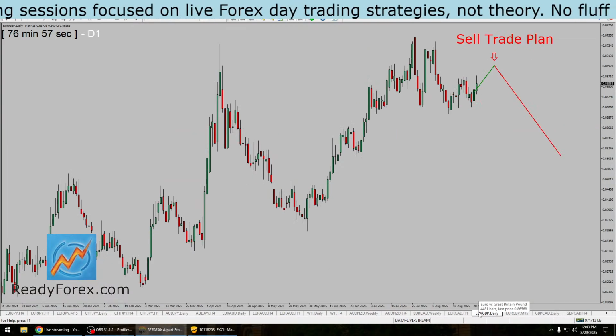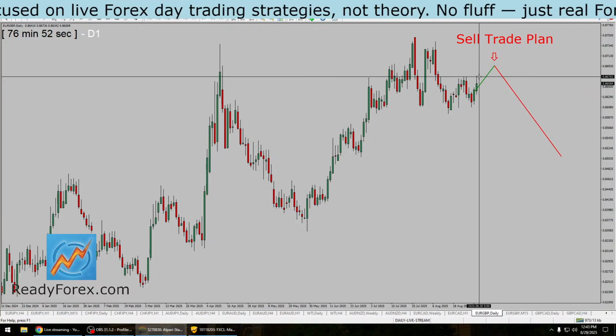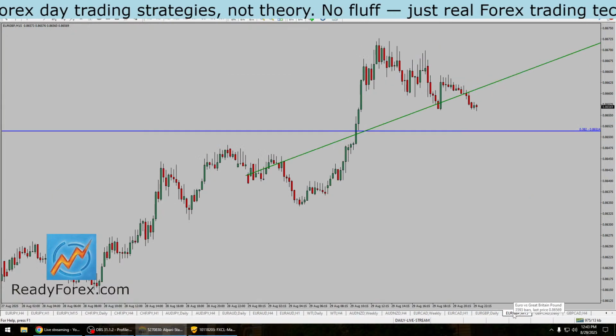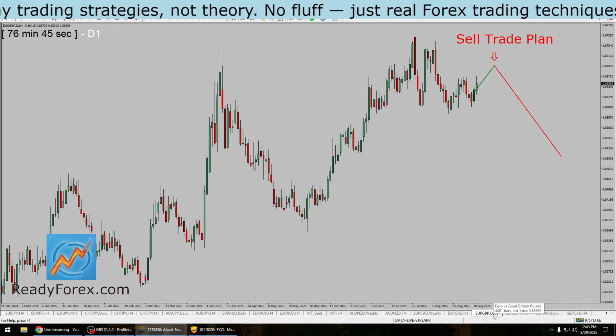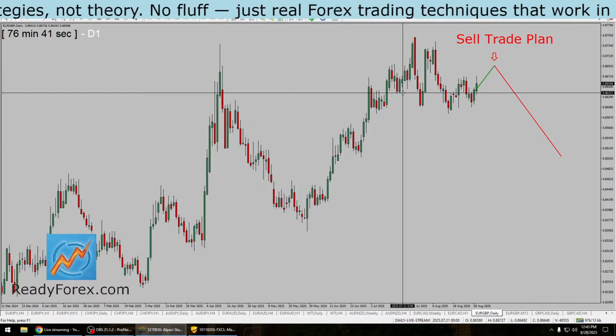So Euro GBP, we got the bullish leg. This is what I was kind of expecting, and now the market is showing some signs of reduction. So it looks quite possible that Euro GBP is going to drop more.